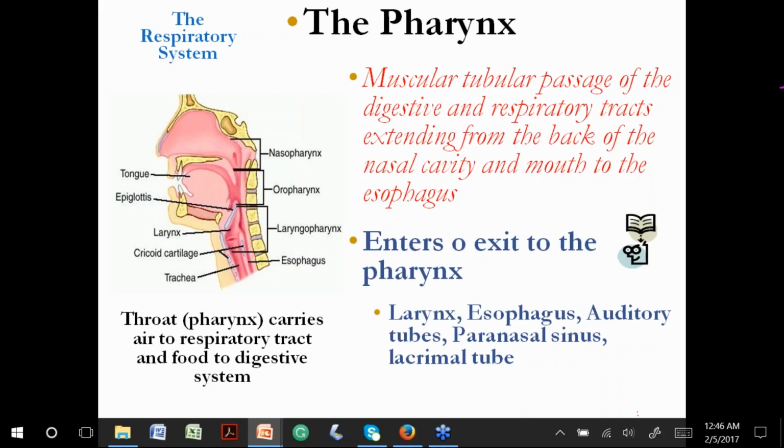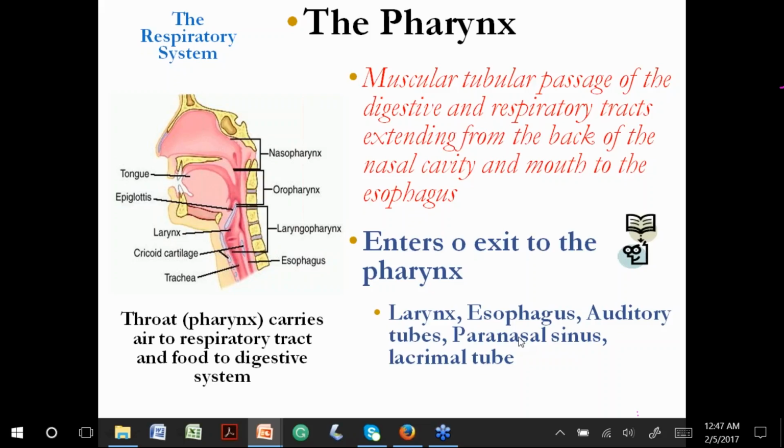Pharynx. This pharynx is subdivided into naso-, oro-, and laryngopharynx. All right, so here we have the entrance or exit to the pharynx. What structures can enter or exit from the pharynx? We have the larynx, the opening here. The esophagus is behind. Remember, respiratory is anterior and gastrointestinal, the esophagus, is posterior.